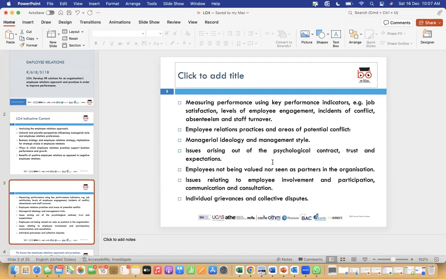Then again, there are different issues when it comes to employee involvement. So make sure that your associates are properly involved, especially associates that are working remotely. They are properly involved, they're given the attention that's required, and they are in touch with the organization essentially. And then there is how to manage and handle individual grievances and disputes as a whole.